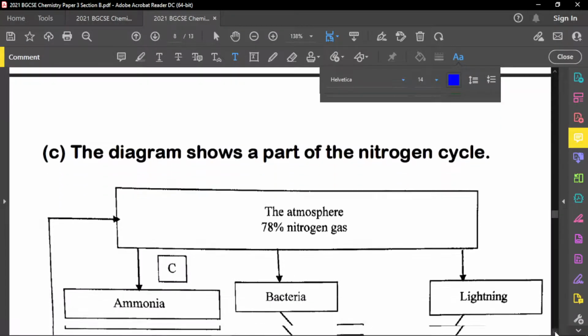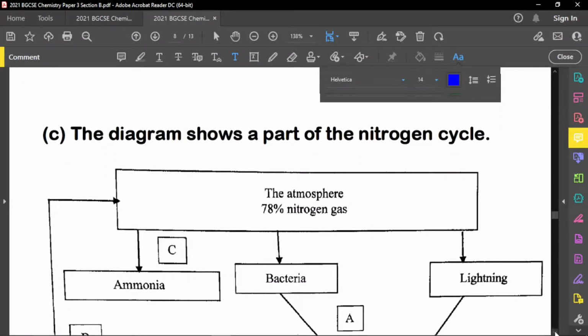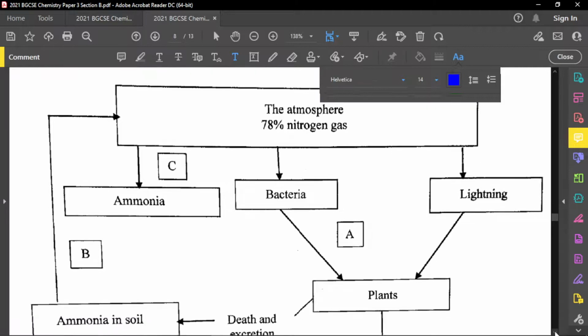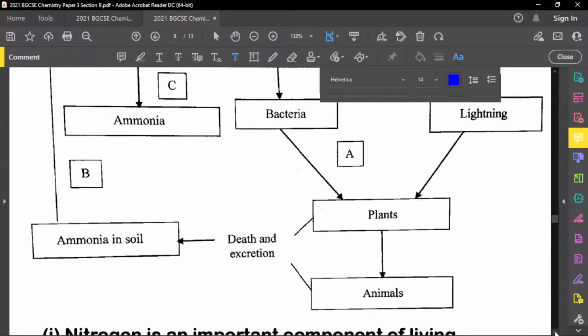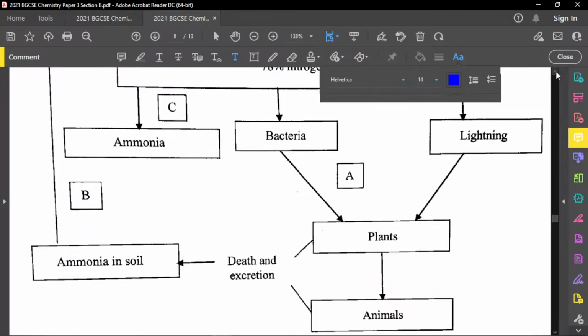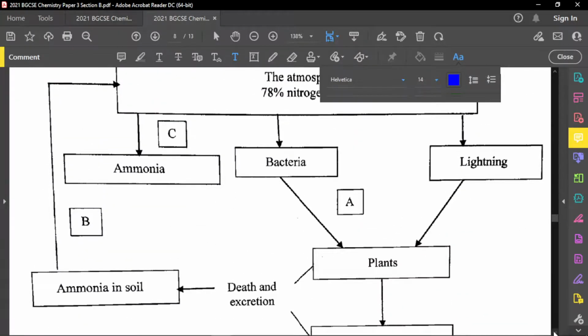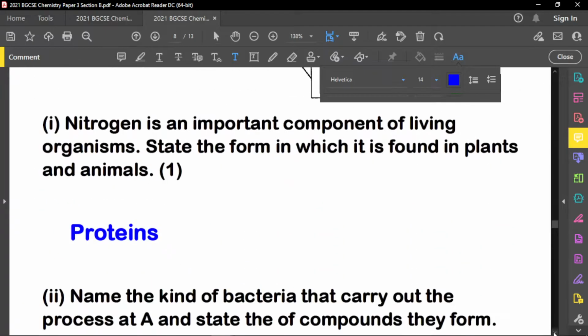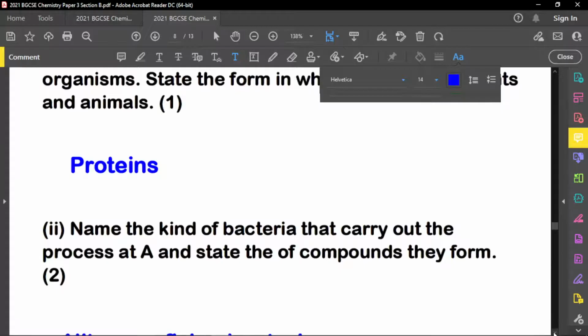Now for part C here, the diagram shows a part of the nitrogen cycle. And so we have A, we have B, and we have C, and anything that is missing. It says nitrogen is an important compound in living organisms; state the form in which it is found in plants and animals. So to find nitrogen as a compound in our bodies, or in any living organism, it is normally in the form of proteins. So proteins will be our answer right there. Next, name the kind of bacteria that carry out the process A and state the compound they form.